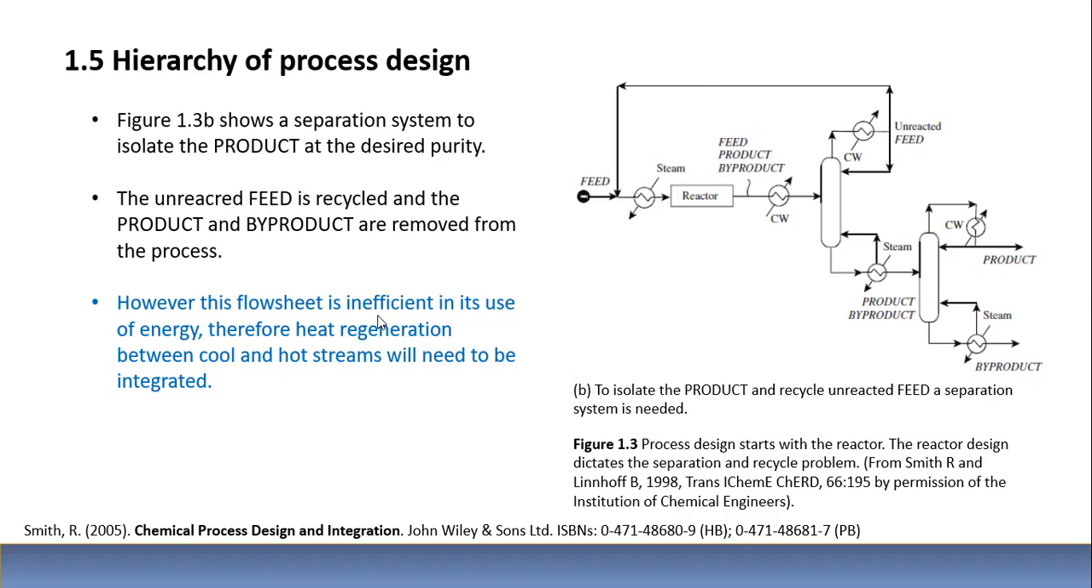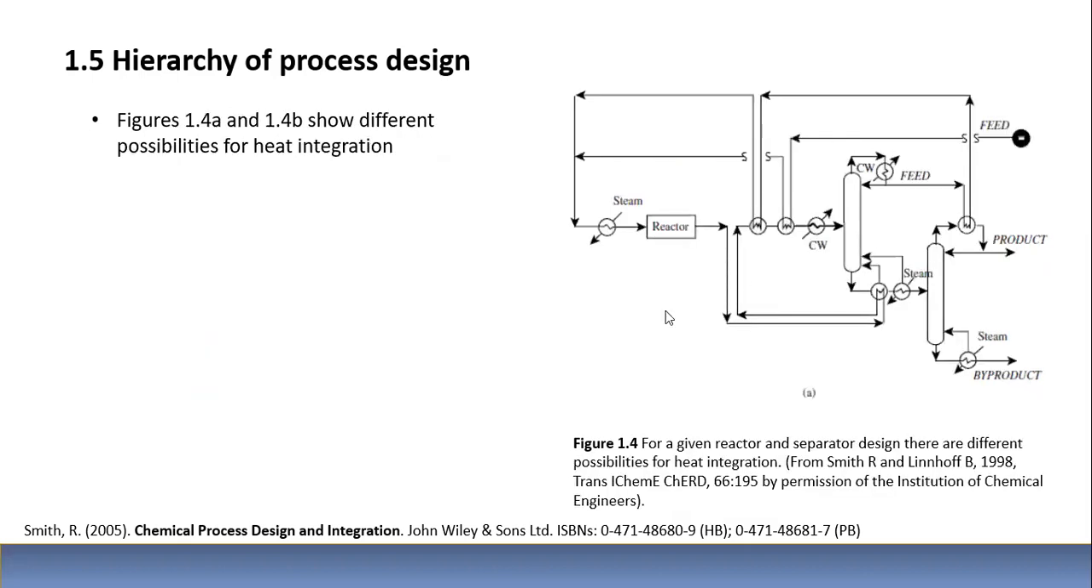However, this flow sheet is inefficient in its use of energy. Therefore, heat regeneration between cool and hot streams will need to be integrated. Aquí observamos cómo son estas líneas de regeneración, que están reutilizando el calor de las líneas calientes y intercambiando con las líneas frías. Figures 1.4a and b show different possibilities for feed integration.